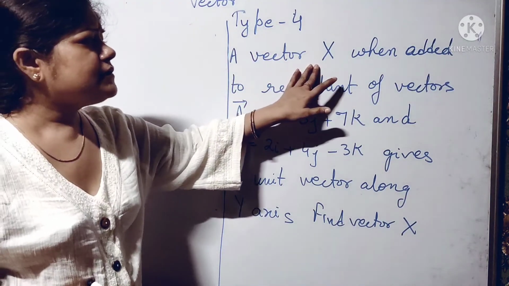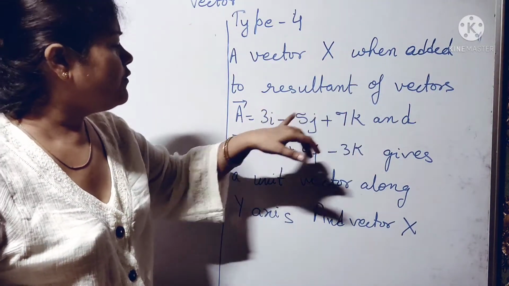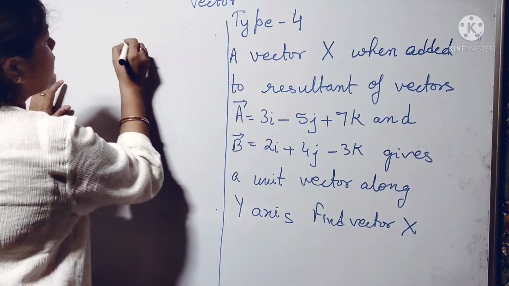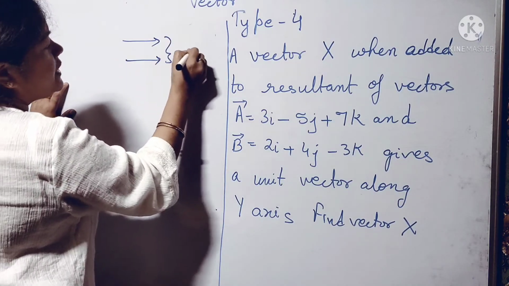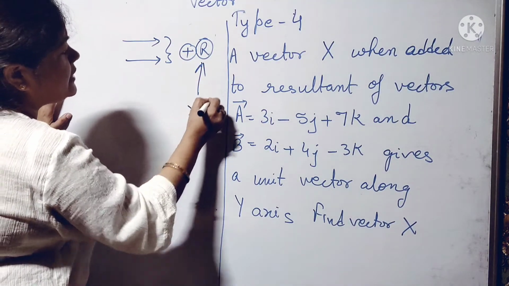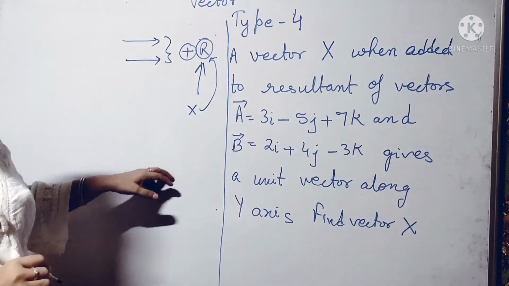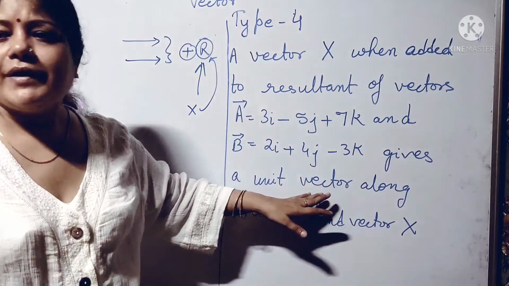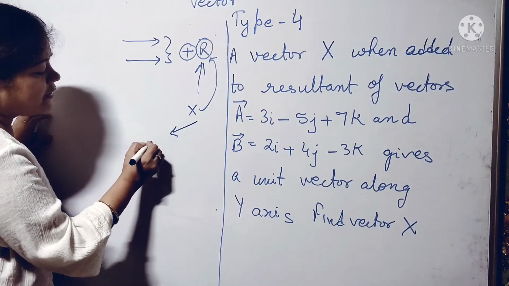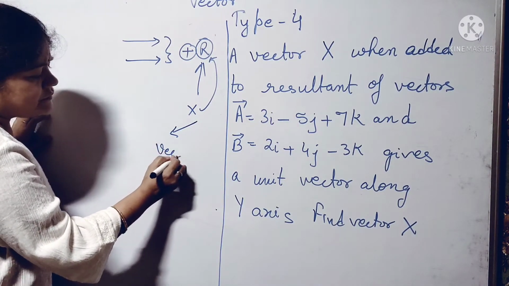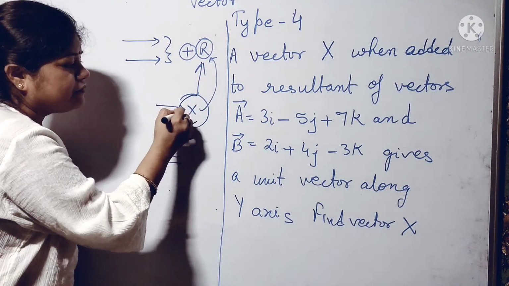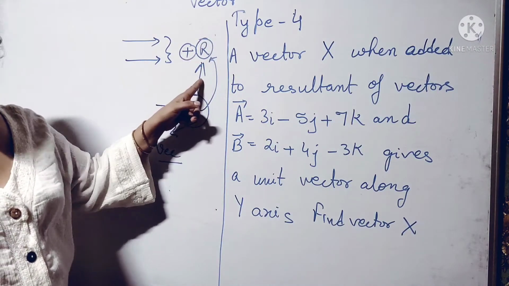A vector x when added to resultant of these two vectors. There is a vector, that means there are two vectors. When we have to find the resultant of these two vectors, another vector x is added to it again. It gives a unit vector along y-axis, and the resultant which we get over here is another vector which is along y-axis. We have to find this vector which is added to resultant of these two vectors.